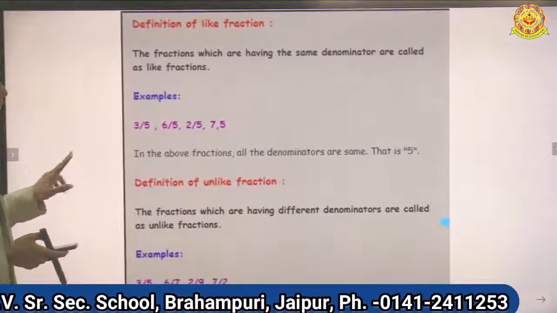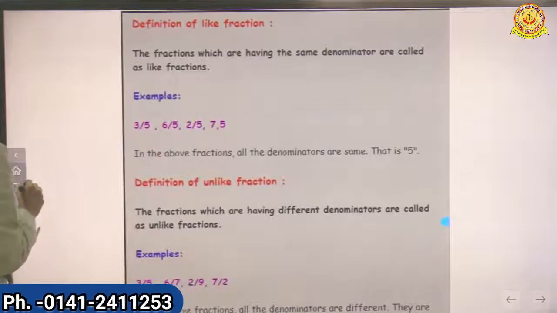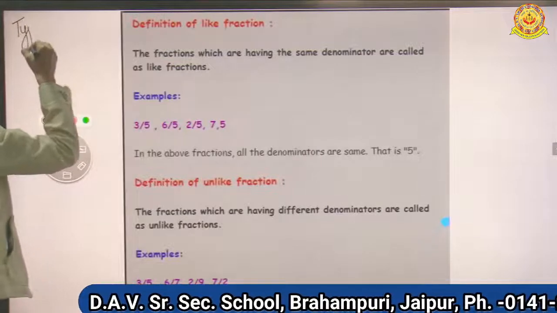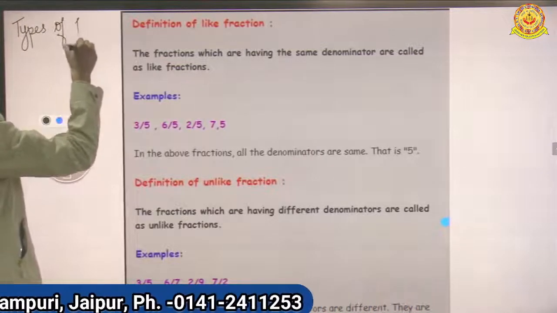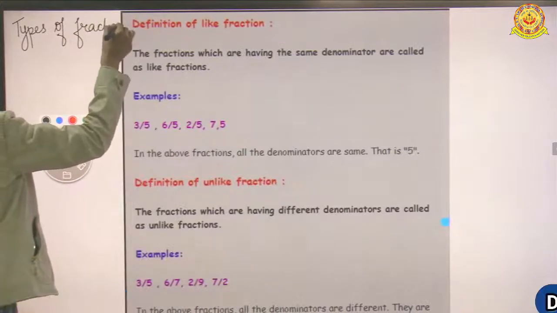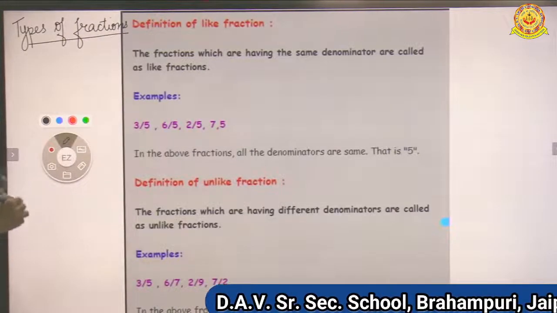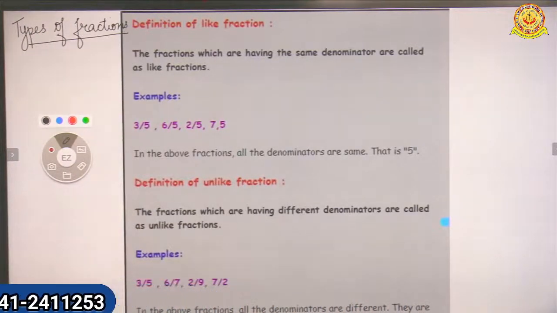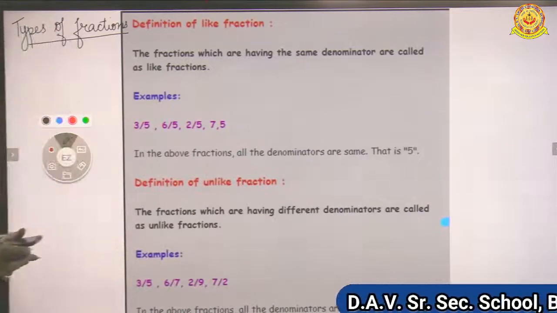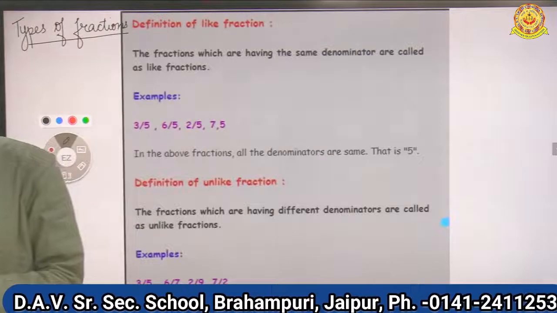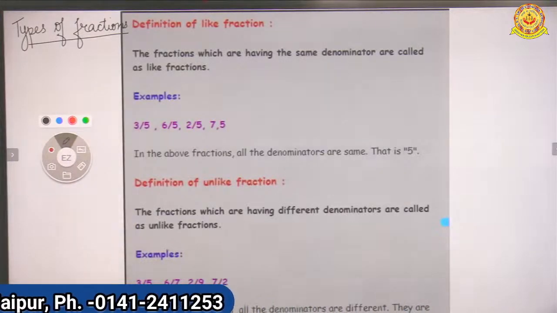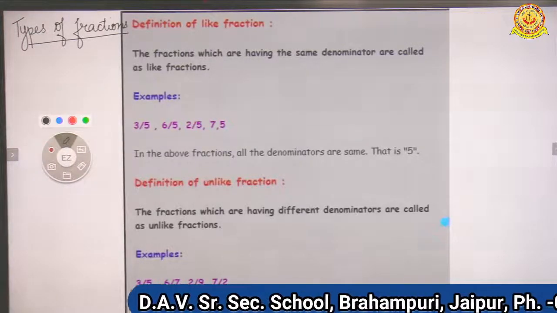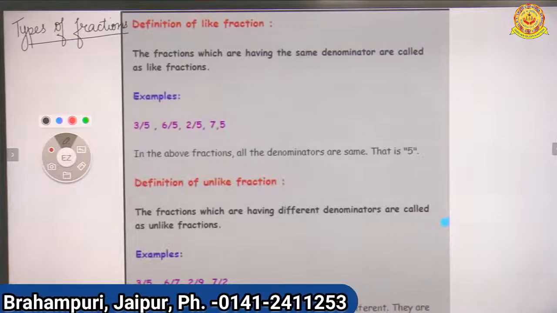Now we have types of fractions. Okay, first one is like fractions. What are like fractions? The fractions which are having the same denominator are called like fractions. This means whatever is written under the fraction bar will be equal. If the denominators are the same, the fractions are said to be like fractions.